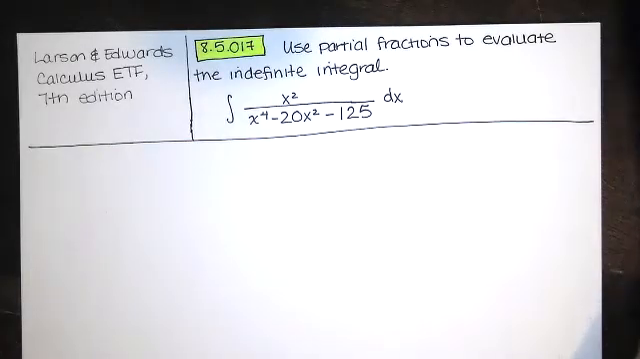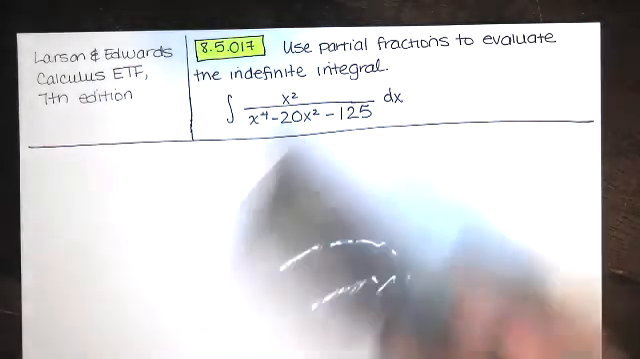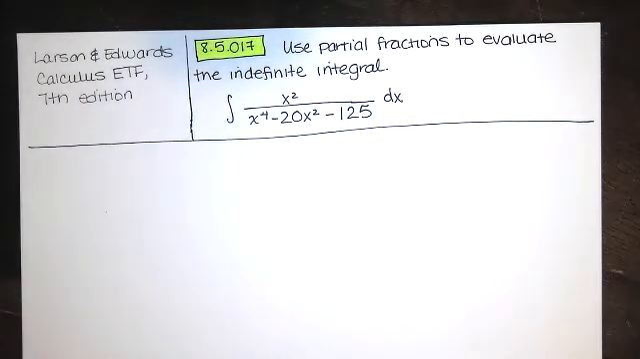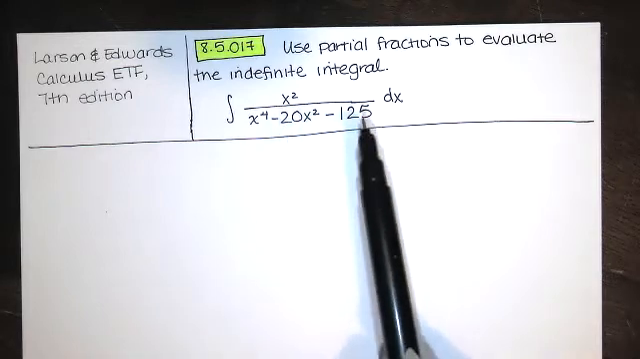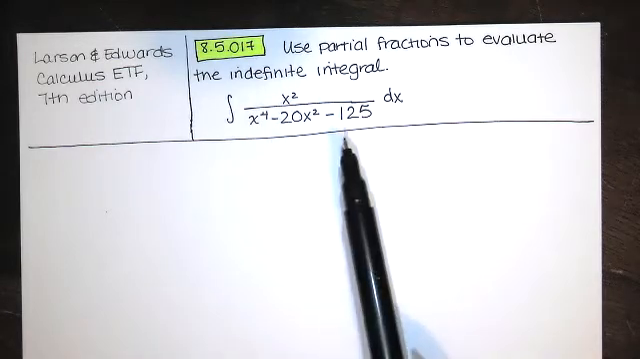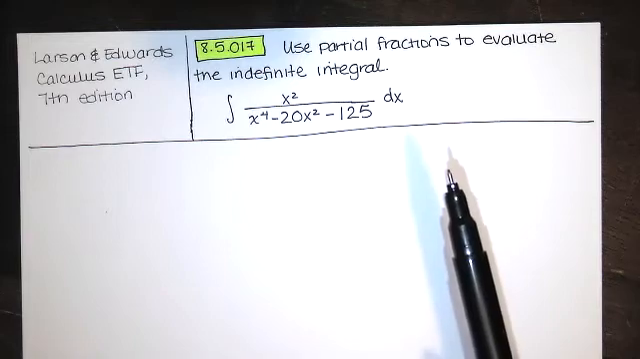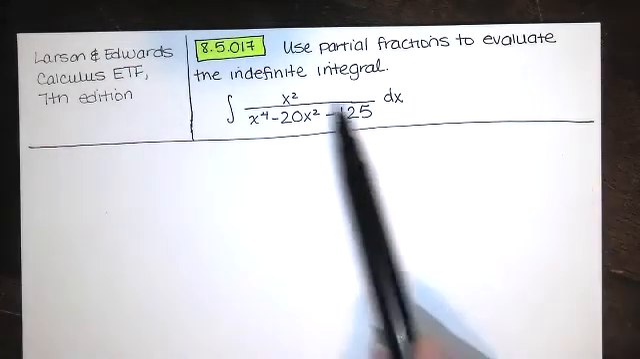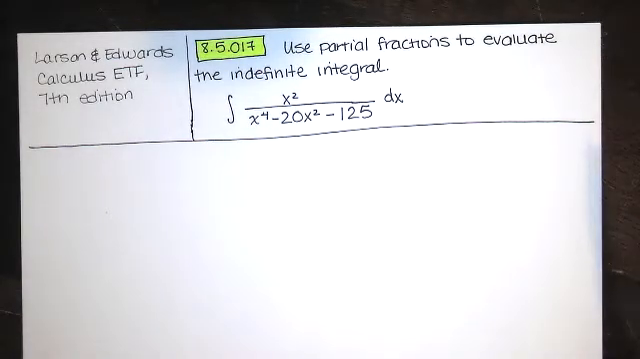In this video, we solve problem 8.5.017 from the Larson and Edwards Calculus Early Transcendental Functions text, 7th edition. We're asked to use partial fractions to evaluate the indefinite integral, and this is it. The first thing that we do whenever we are faced with an integral is we ask ourselves if basic rules apply, and we don't have basic rules for this. We've got a polynomial over a polynomial.